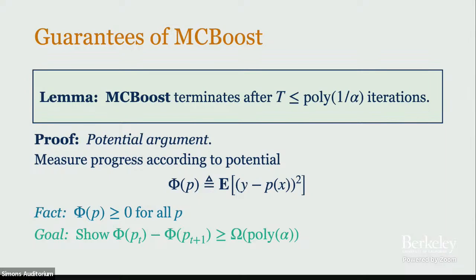Familiar to people if you've seen gradient descent or multiplicative weights, these kinds of algorithms, where we're going to define some potential function. In this case, it will be the expected squared error of your predictor. Because it's a squared error, it is non-negative. You can't have a negative value here, which means that no matter where we start from, if we remove potential, eventually we're going to hit 0, and we can't go further than that.